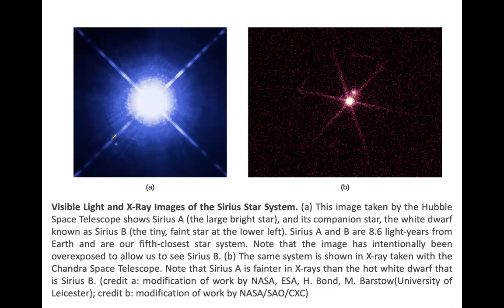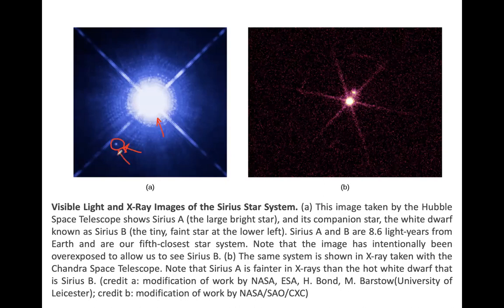In this image, this is Sirius B, this is Sirius A, and by the way, this Sirius B is a white dwarf, right? So that is why it is very faint and hard to see. And another thing I need to mention is that this particular image is overexposed, so that you can see this particular star right here, right?